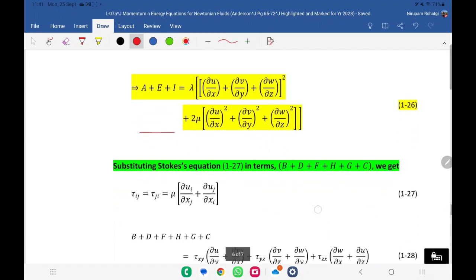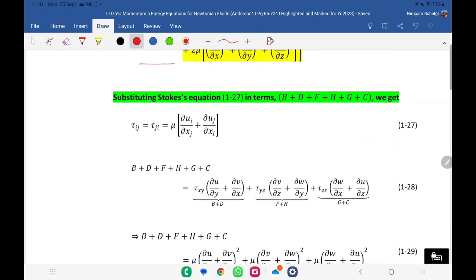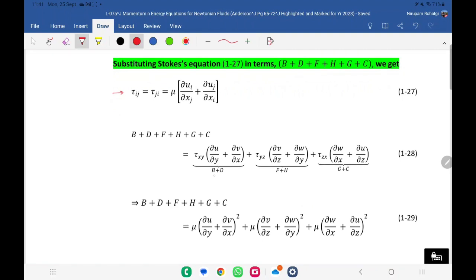Now we talk about these terms B, D, F, H, G, C. Total 9, 3 we have already covered, 6 are left here. Now, we know that tau ij is written like this. So when you add up B plus D, they will come like this and this. Right. So you have made a pair like this, B plus D like this, FH here, GC here.